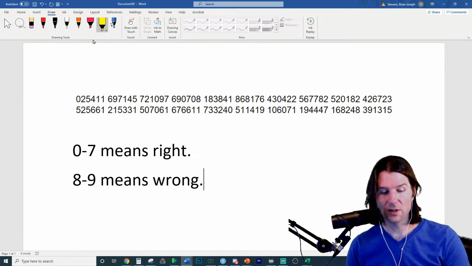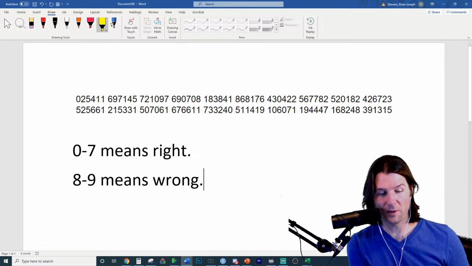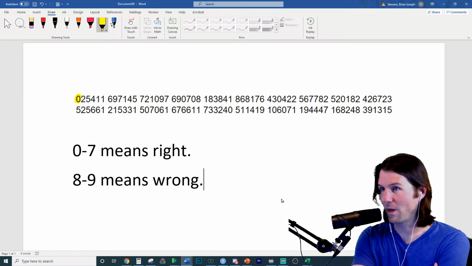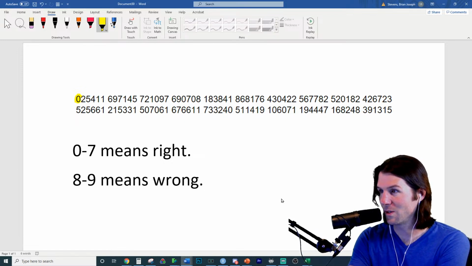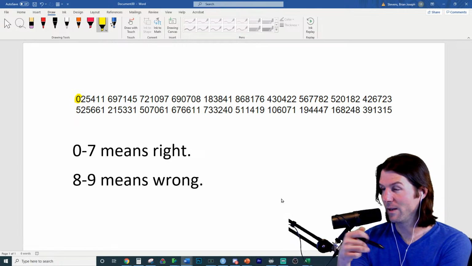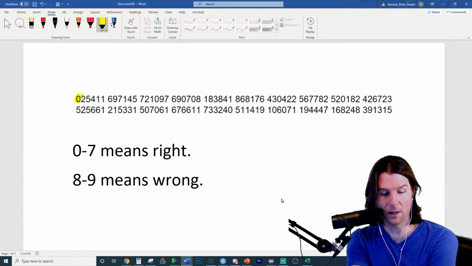So on the first thing, Sarah, you get a 0. Does that mean you got the first question right? I want you to look at this right here. Is this in 0 through 7? Did you get the first question correct? You got a 0, which we just simulated. And does that mean you got that first question correct? You did. How about the second question?